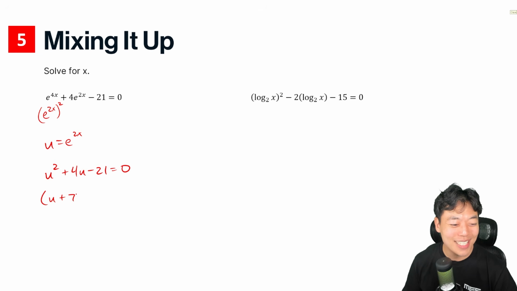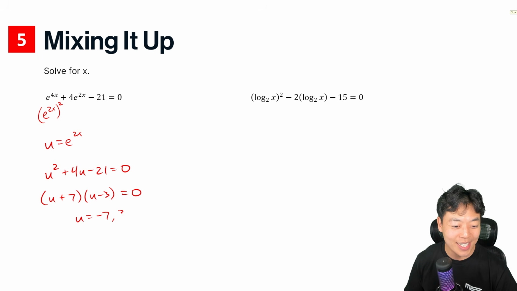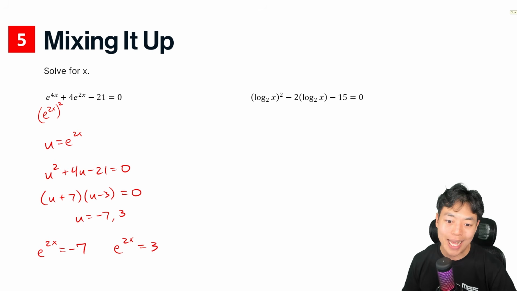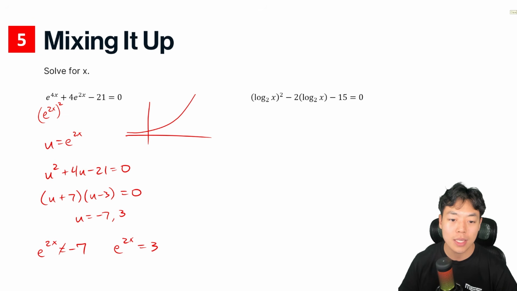I'll have u plus 7 times u minus 3. So u will equal negative 7 and positive 3. So now e to the 2x is going to equal negative 7, or e to the 2x is going to equal 3. One thing we know about exponential functions, e to the 2x, for example, it cannot equal a negative number, because if you take a look at the graph, e to the 2x will look something like this.